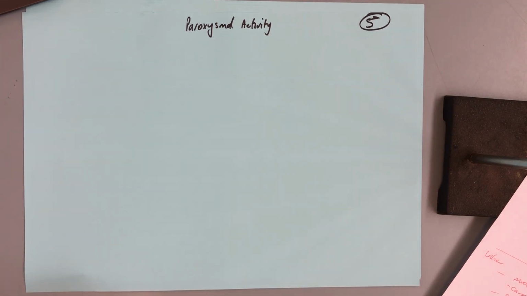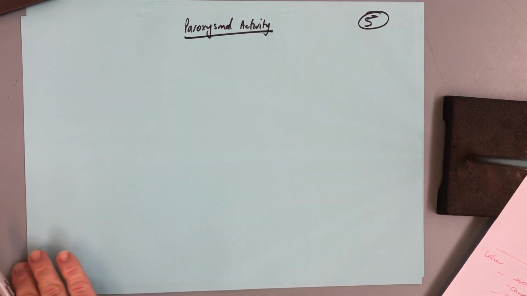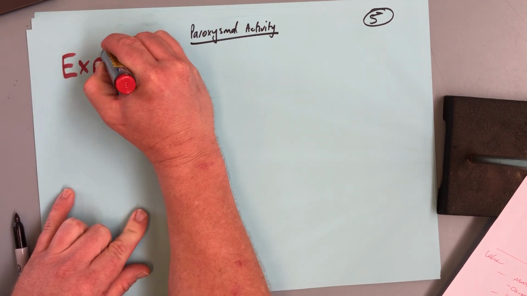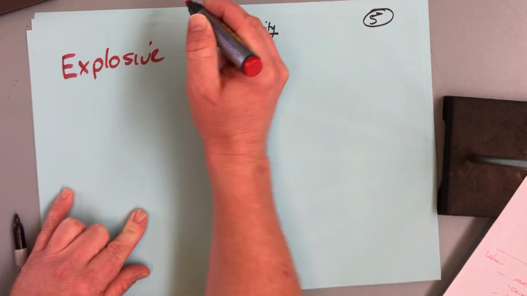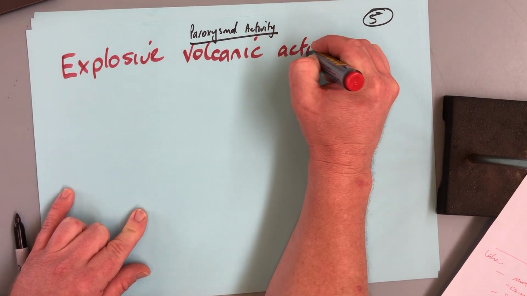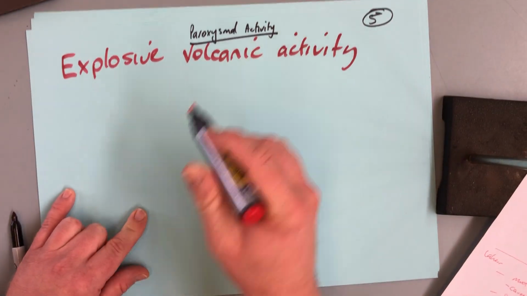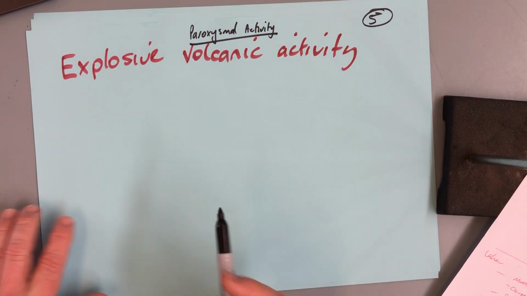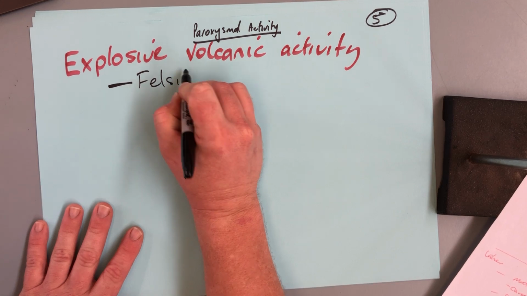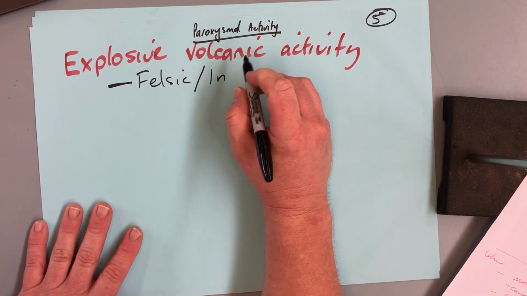This time we're focusing on paroxysmal activity, or explosive activity. Because I'm talking about explosive activity, I'm really talking about felsic or intermediate volcanoes.